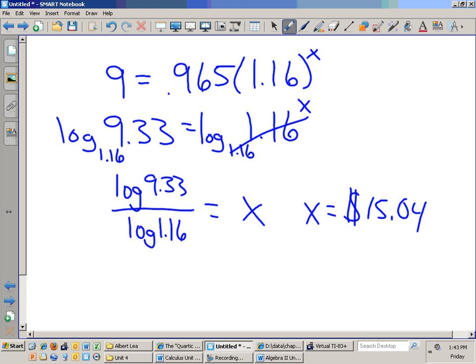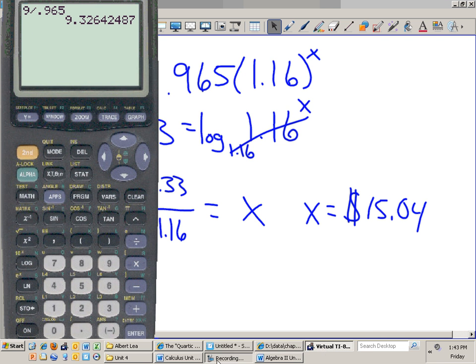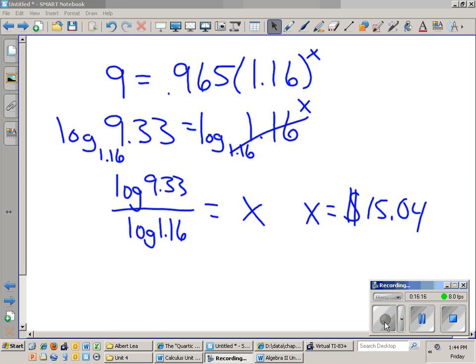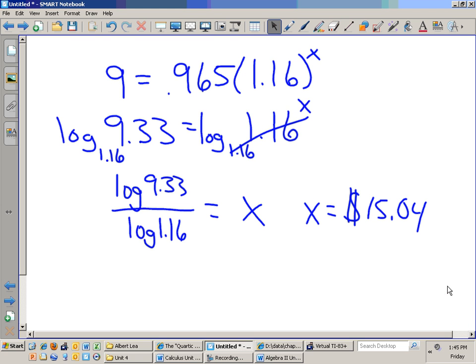Do you pass? Okay, I'm sorry, you guys. It's not dollars, it's length. So it's 15.04 centimeters that would be the approximate size that should sell for $9.